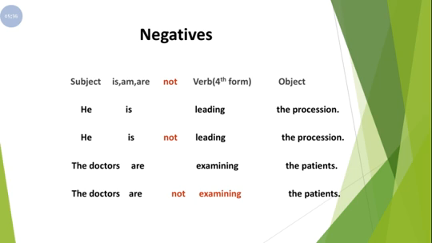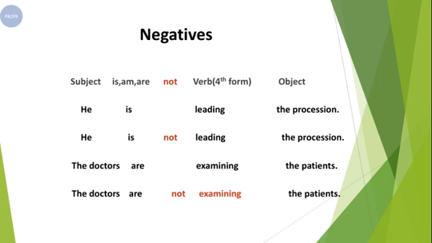Now we will see how we are supposed to make the negatives of present continuous tense. To make the negatives of present continuous tense, you will follow the given structure. First you will write the subject. After the subject you will write the helping verb. They would be is, am, are. And after the helping verbs you are supposed to use not. After not you will use fourth form of the verb, and at the end you will write the object.